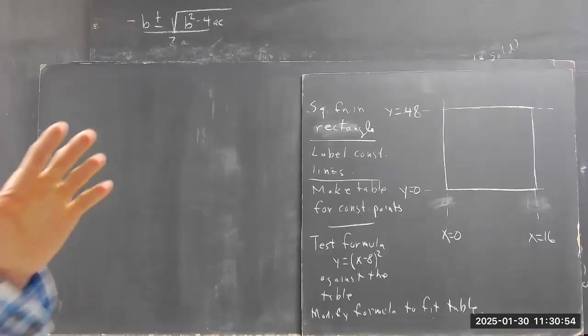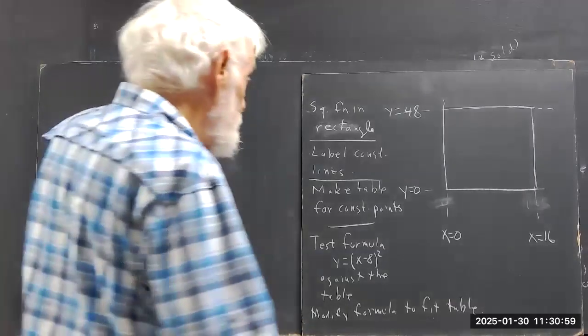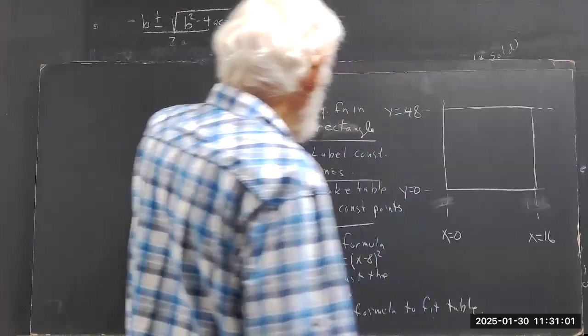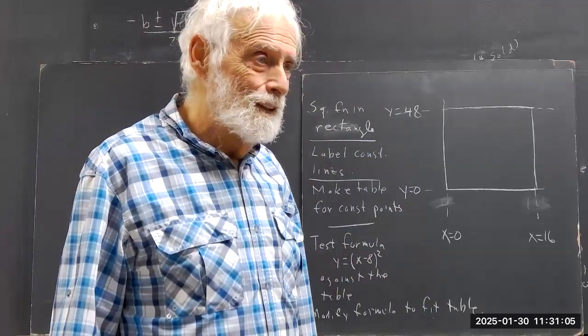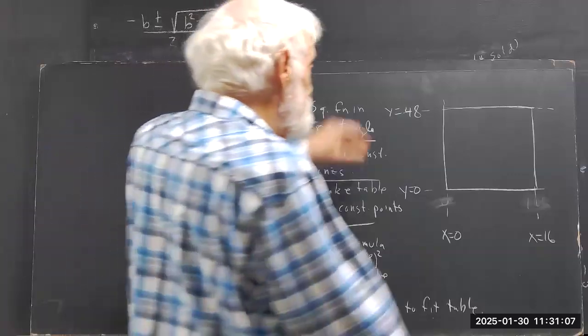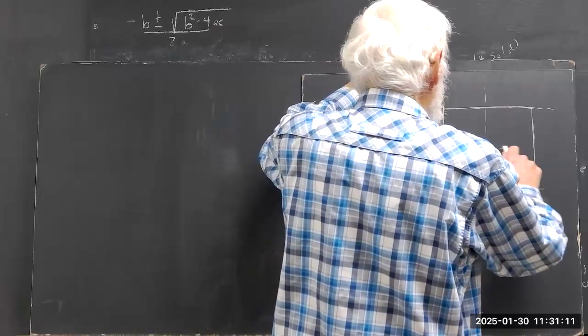Making sure I separated the last class from this. Okay, so what do we do? We're doing the square function in a rectangle. What do you immediately do? Immediately do a center line here. Maybe do the center line here.